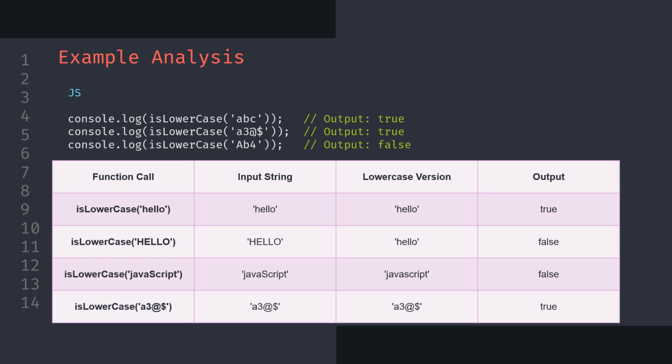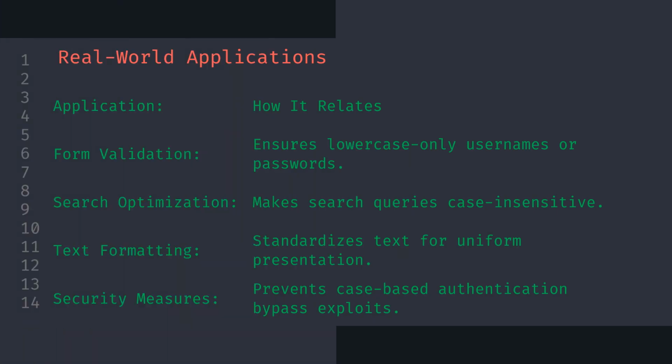This function correctly identifies fully lowercase strings, while rejecting mixed case and uppercase strings. It also correctly handles numbers and symbols, since they do not change when converted into lowercase. This function is useful in web development, security, and data processing. It ensures consistent formatting in user input and helps prevent errors caused by case-sensitive text handling.